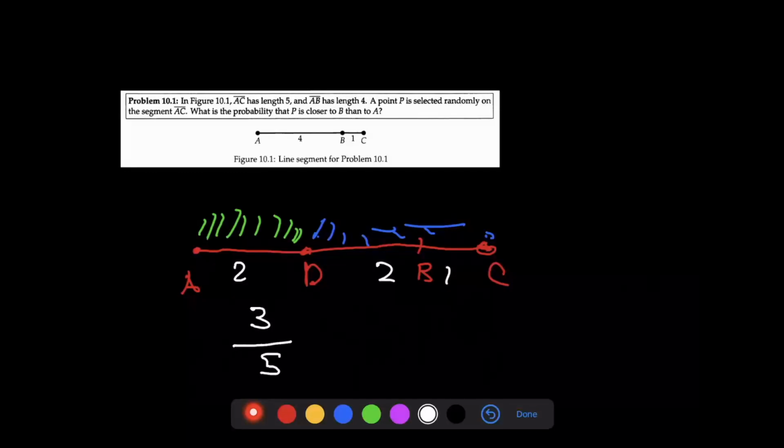One thing to note regarding the solution is that measuring the successful region, the point D does not actually contribute anything. So it's okay to use the length of DC as our size of the successful region, because a point is practically 0.